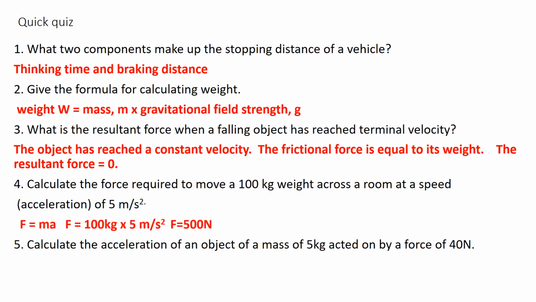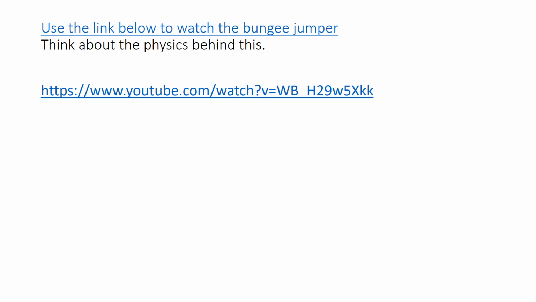Calculate the required force to move 100 kilograms across a room at an acceleration of 5 meters per second squared. And that is 100 times 5 equals 500 newtons. Calculate the acceleration of an object of mass 5 kilograms acted on by a force of 40 newtons. And again, that's 40 divided by 5 equals 8 meters per second squared.